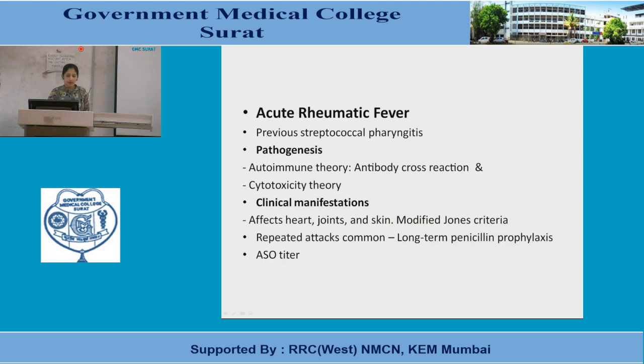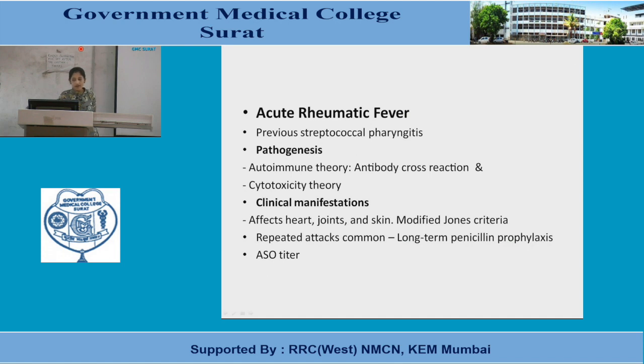This is acute rheumatic fever. Every time, the patient complains of previous streptococcal pharyngitis. Some streptococcal species, like types 1, 3, 5, are very prone to produce the pharyngeal infection first. Then the sequela of this pharyngeal infection leads to acute rheumatic fever, which involves the heart and heart valves. The pathogenesis is basically an autoimmune theory.